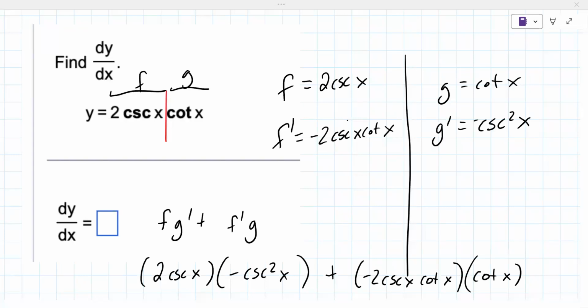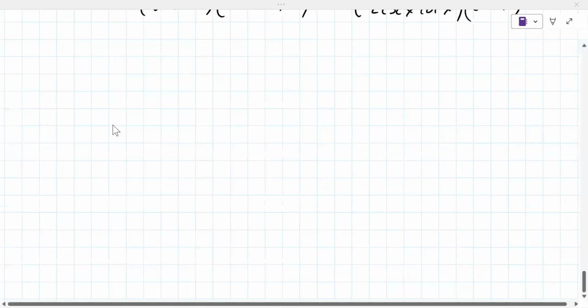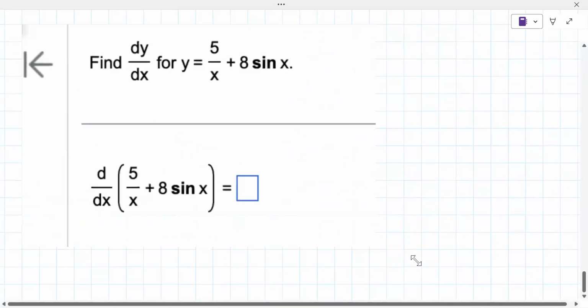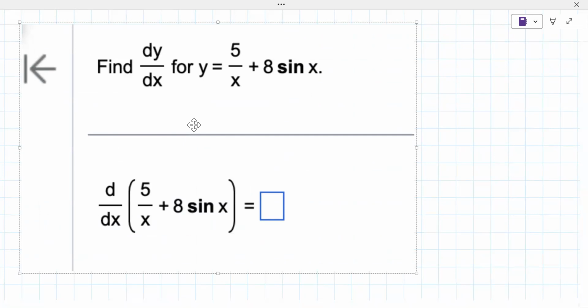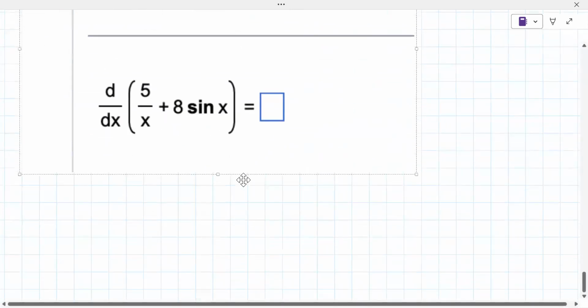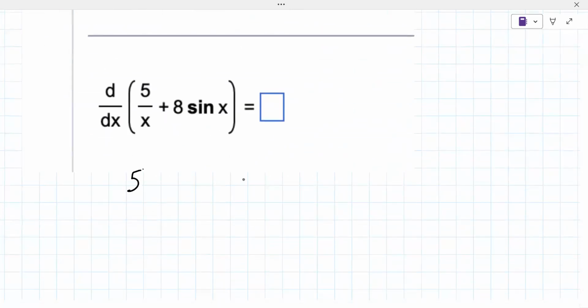All right, so we got another question here. Find dy dx for y equals 5 over x plus 8 sine x, like that. And really, it's a mixture of some rules, but if you're just rewriting, it's 5x to the minus 1 plus 8 sine.